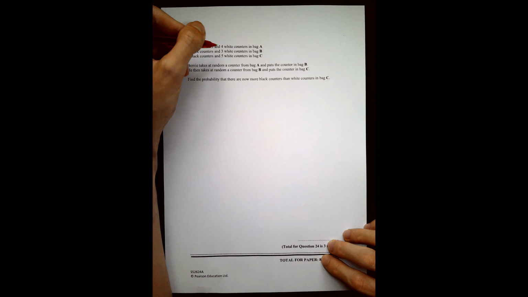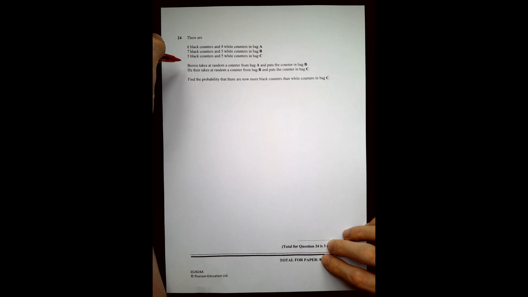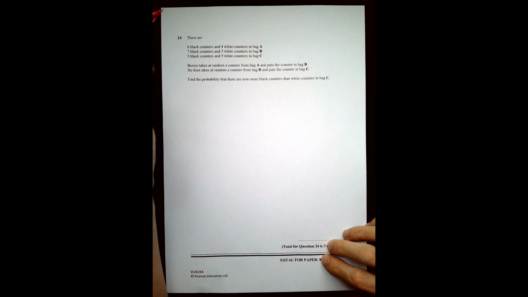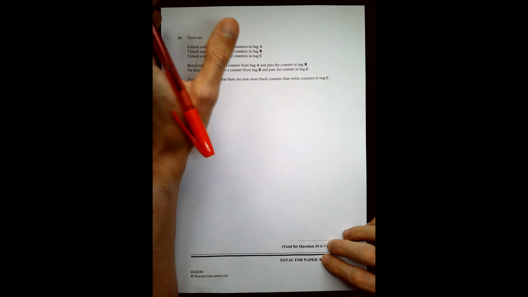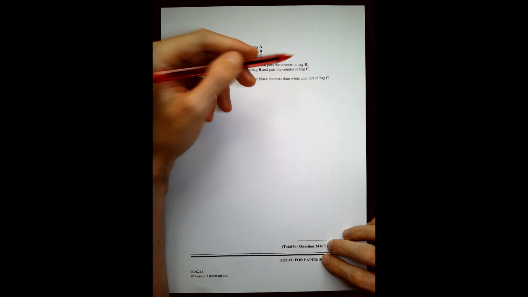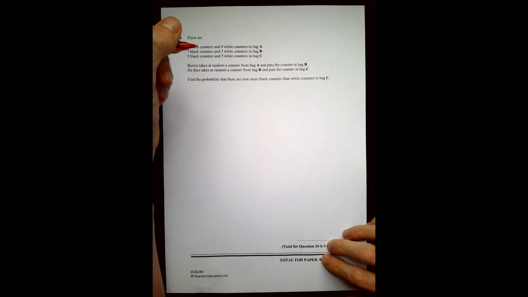There are 6 black counters and 4 white counters in bag A, 7 black counters and 3 white counters in bag B, 5 black counters and 5 white counters in bag C. Bernie takes at random a counter from bag A and puts the counter in bag B. So he's taking 1 and putting it in bag B. It's going to change probabilities. He then takes at random a counter from bag B and puts it in bag C. Find the probability that there are now more black counters than white counters in bag C.